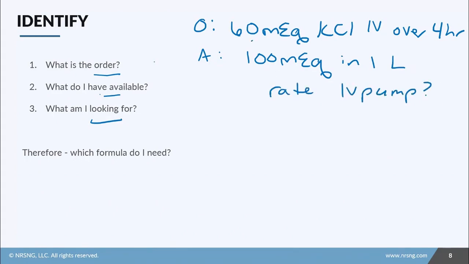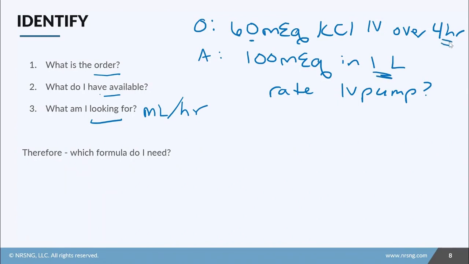Okay. So what's ordered? Well, 60 milliequivalents of potassium over 4 hours. So I've got a dose and I've got a time. What do I have available? 100 milliequivalents in 1 liter. That is our volume. So now I have a volume and a time. Well, what am I looking for? Well, the question was what rate to set the pump at, which is always in milliliters per hour. So now I know I have a volume, I have a time, and I'm looking for a rate.